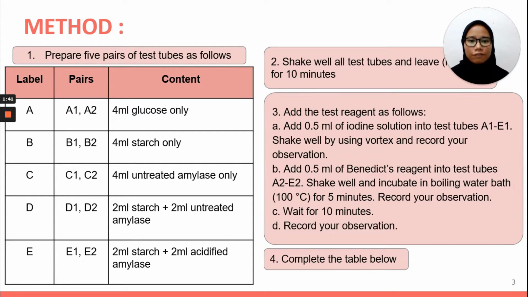Next, add 0.5 ml of Benedict's reagent into test tubes A2 until E2. Shake well and incubate in a boiling water bath at 100 Celsius for 5 minutes. Record your observation, and then wait for 10 minutes after we incubate it and record your observation. After that, complete the table below.